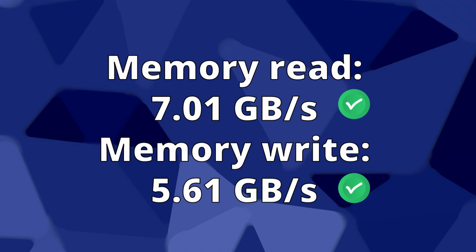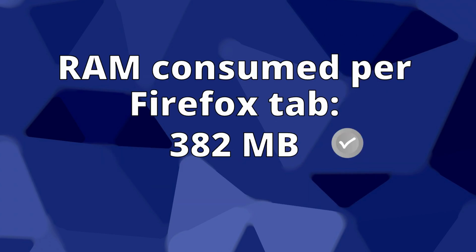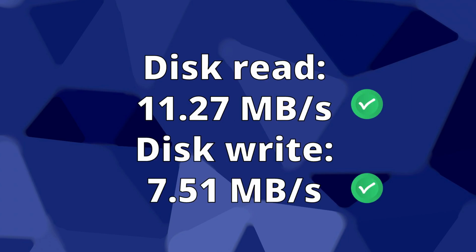In the memory read and write tests, the values were also excellent, indicating efficient memory access management in this distribution. Among the various open Firefox tabs, it consumed an average of 382 MB per tab, an average value compared to the other distributions tested. Regarding disk read and write, it achieved 11 MB per second for reading and 7.5 MB per second for writing, which are very good results in the tests performed.